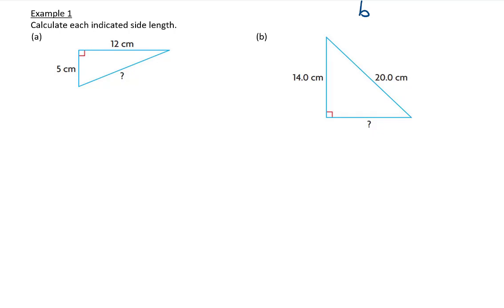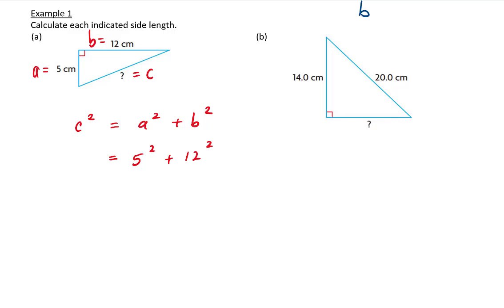So example 1a. In this case we have the two legs of the triangle, so we can call them A and B. And our unknown is the hypotenuse, side C. So using the Pythagorean theorem, we have C squared is equal to A squared plus B squared. C is our unknown, so we can leave it as C or we can change it to another variable. But we know that side A, based upon our diagram, is 5, and side B is equal to 12.